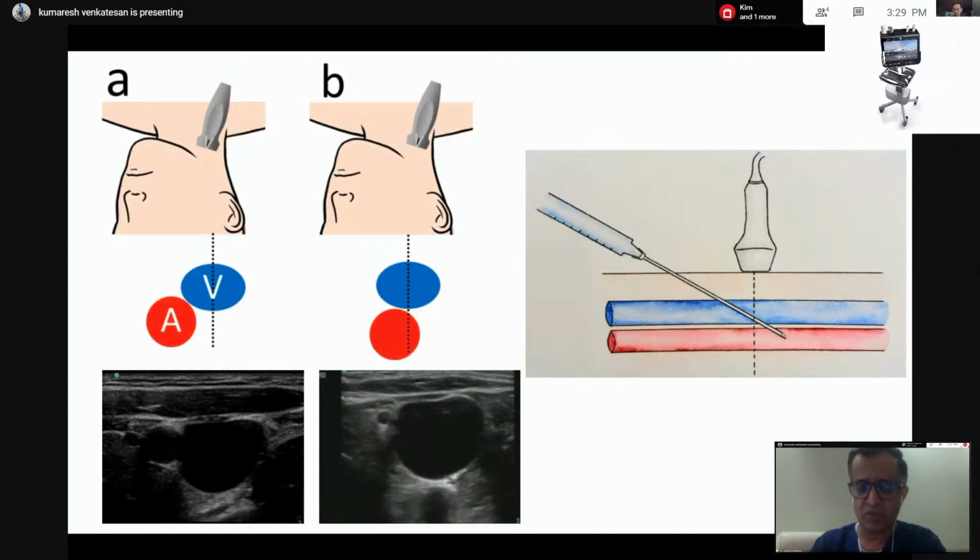I've seen trainees performing the procedure where they go through both the anterior and posterior wall and end up puncturing the artery, especially in patients who are a bit hypovolemic.